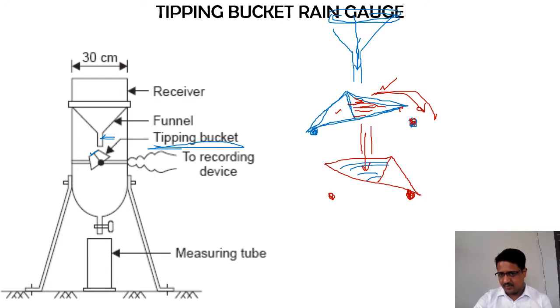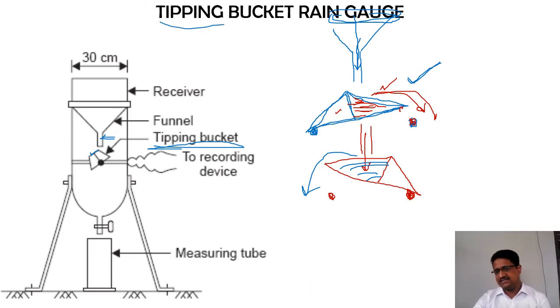Okay, and whenever the water fills up on this side, again it is going to tip back to the original position. I hope you got that. Again it is going to tip back to the original position. So this is nothing but the tipping action of this particular rain gauge station.